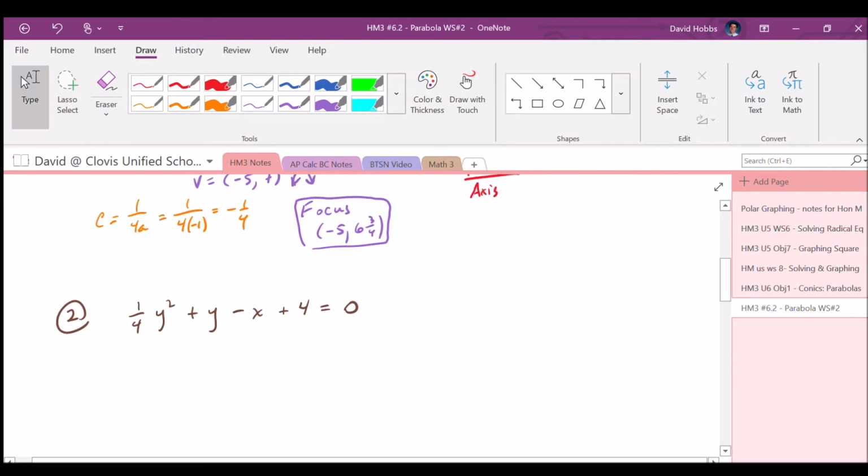Okay, number 2. What's being squared? Y is being squared, so this is going to be an x equals parabola.